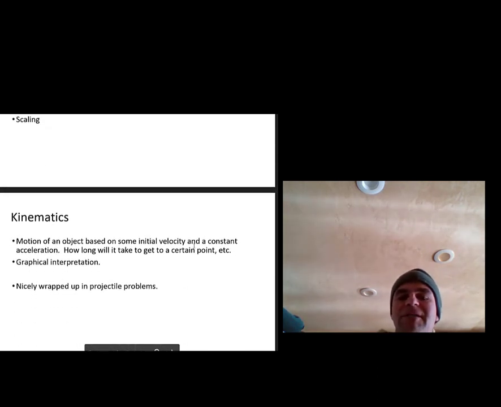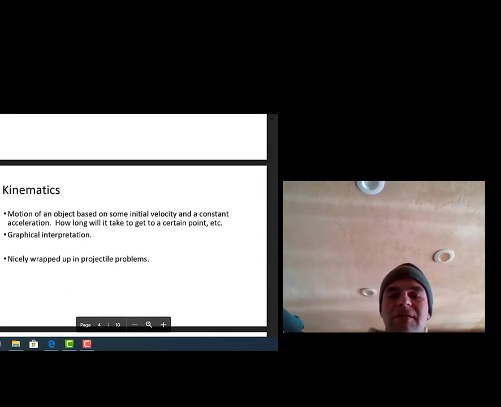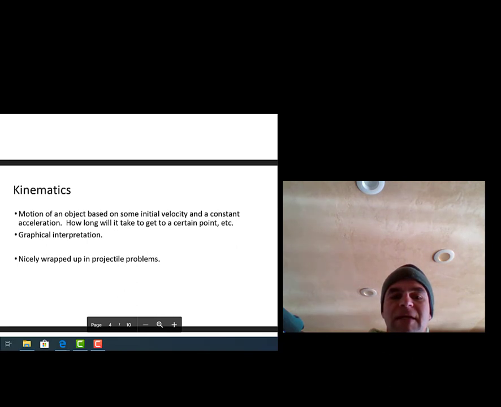Then we spent a lot of time on kinematics, whether it's the graphical relationship between different things, how position and velocity are related to each other, and acceleration as well. And what I really like about projectile problems is that it really wraps that up nicely.